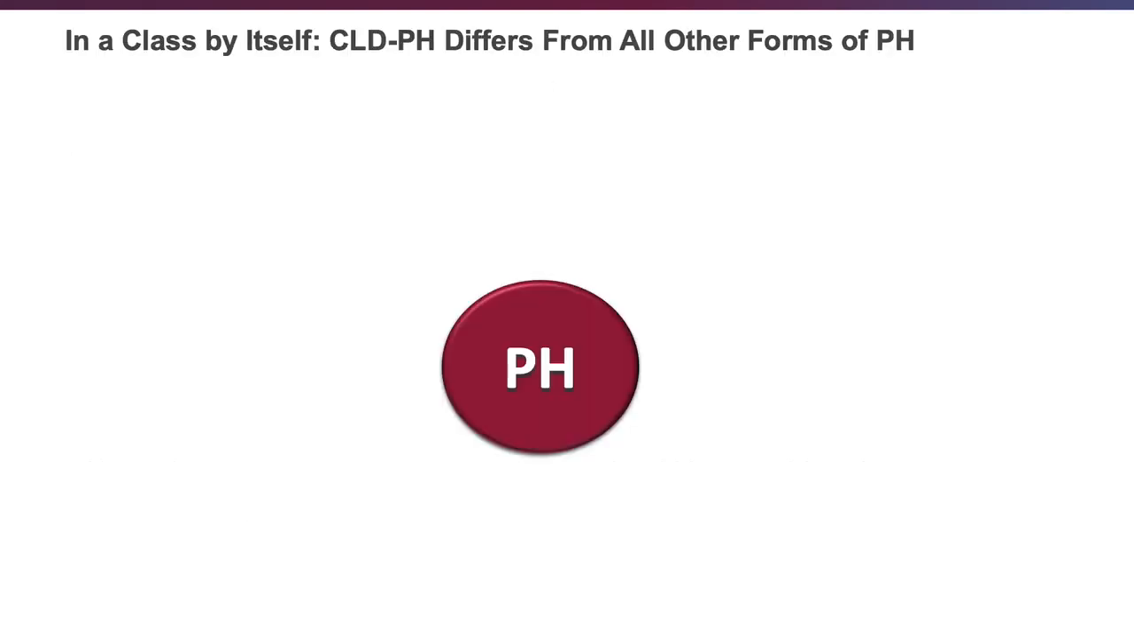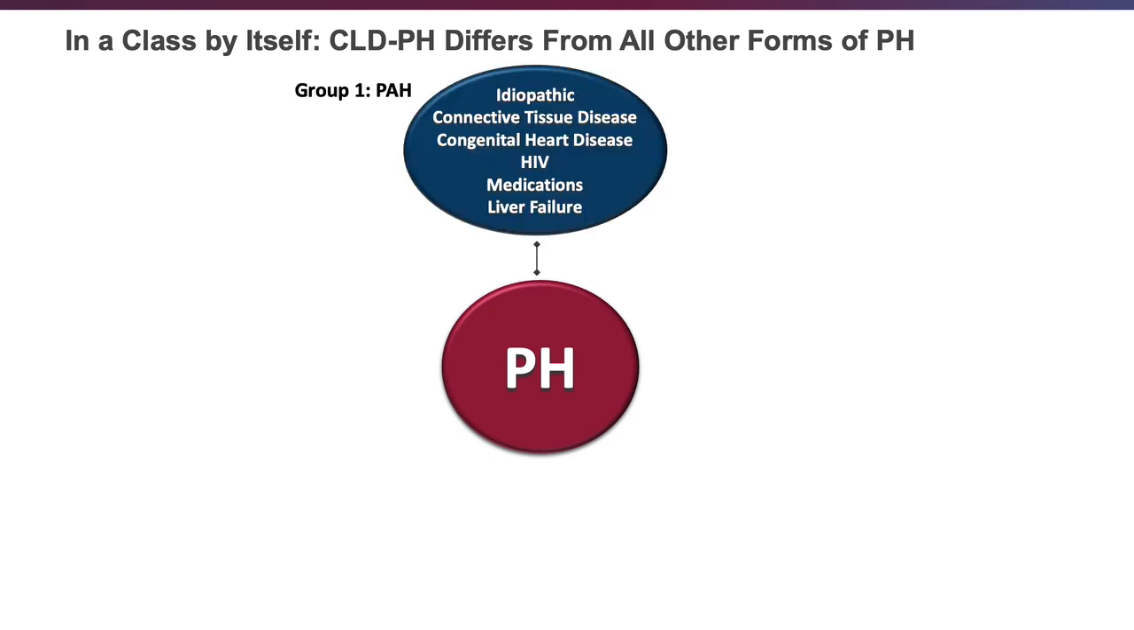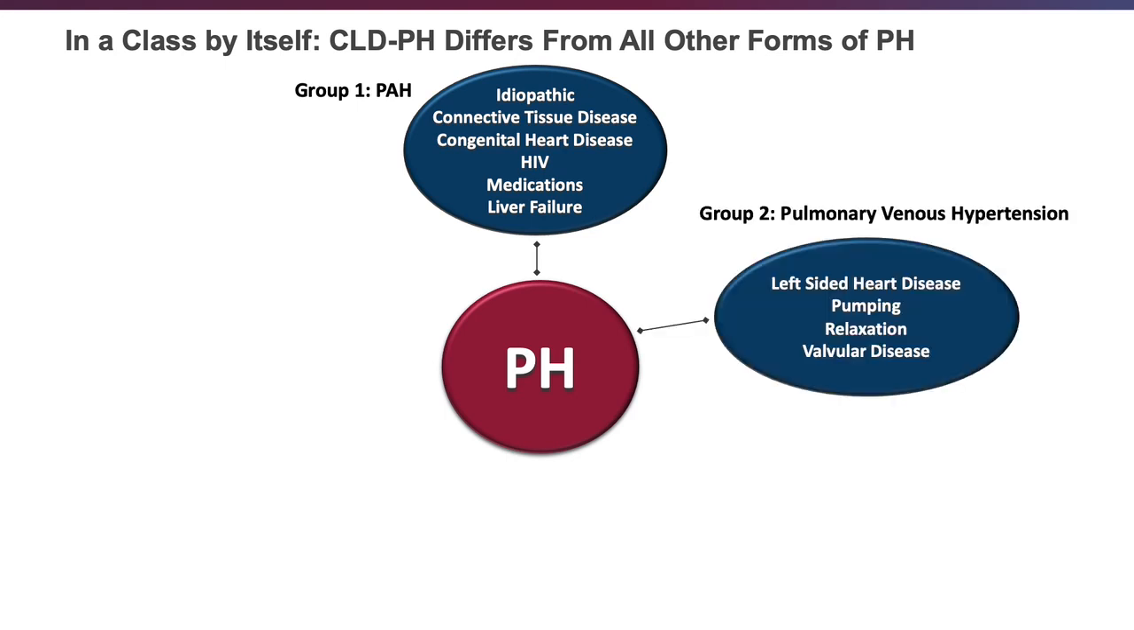So let's talk about classification of pulmonary hypertension just very briefly. Chronic lung disease associated pulmonary hypertension belongs to Group 3. Many viewers know probably that there are 5 different groups of pulmonary hypertension. Group 1 is something we call PAH. Group 2 is pulmonary venous hypertension, so diastolic heart disease is the most frequent cause of that.